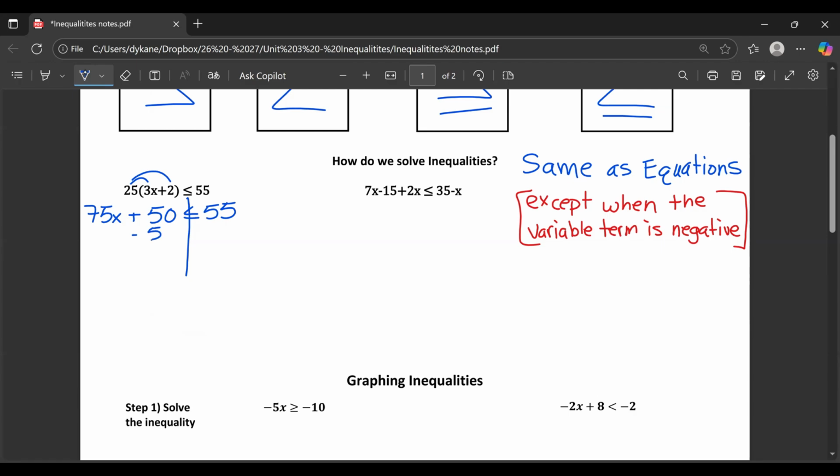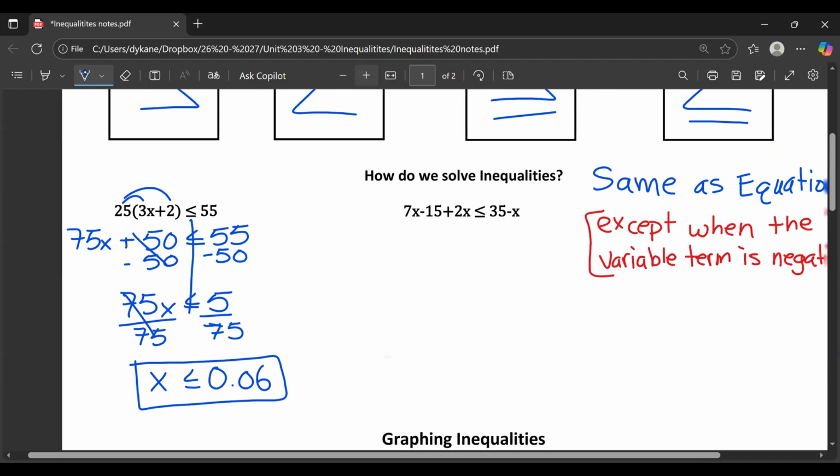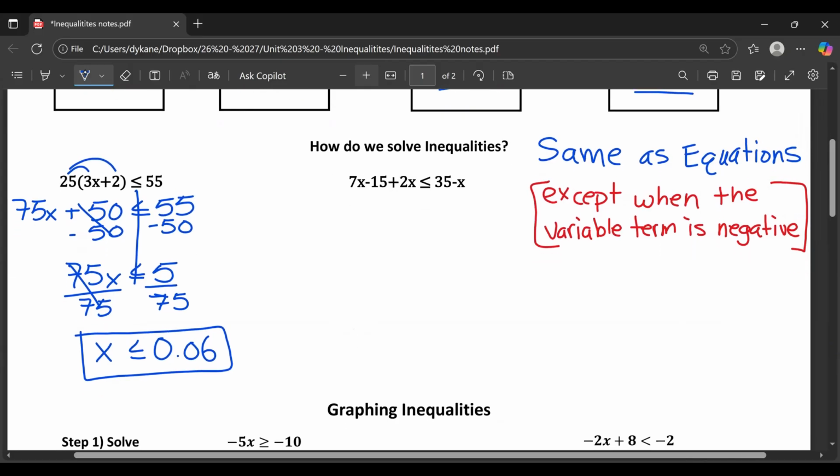Okay, now I'm going to start canceling out. So I'm going to subtract 50 on both sides. It's going to cancel that out. 75x is less than or equal to 5. Now I need to cancel out the 75, so I'm going to divide by 75. And that gets me to my final solution of x is less than or equal to 0.06. Okay, so same steps as an equation: distribution, combine like terms, isolate your variable, and then cancel things out.